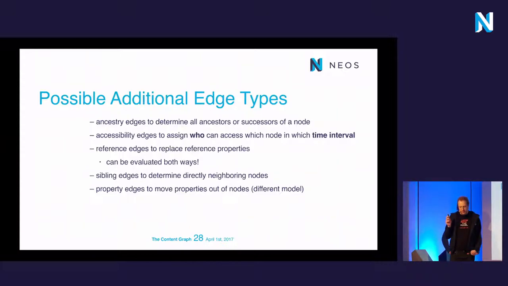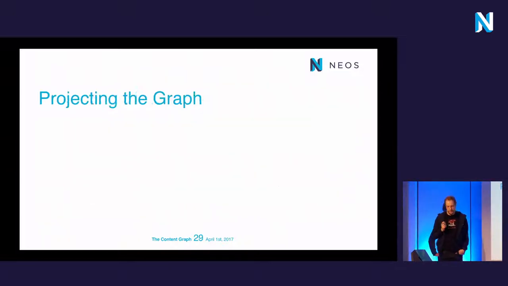And property edges, that's a slightly different model where you move all that fallback logic from node level to property level, to have shared properties across dimension borders, for example. Later. So, where do we project the graph?